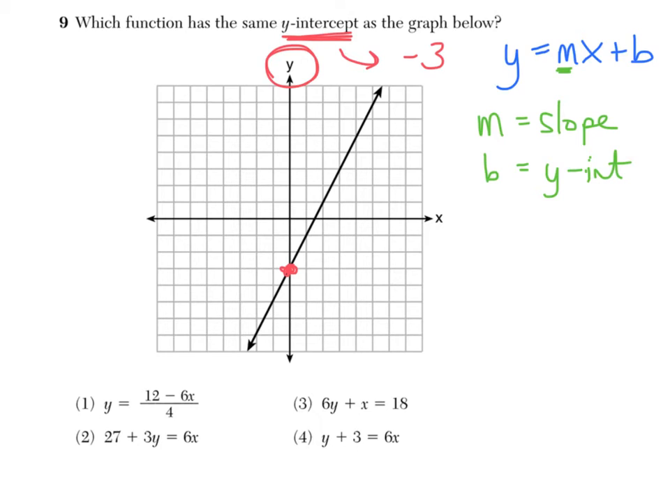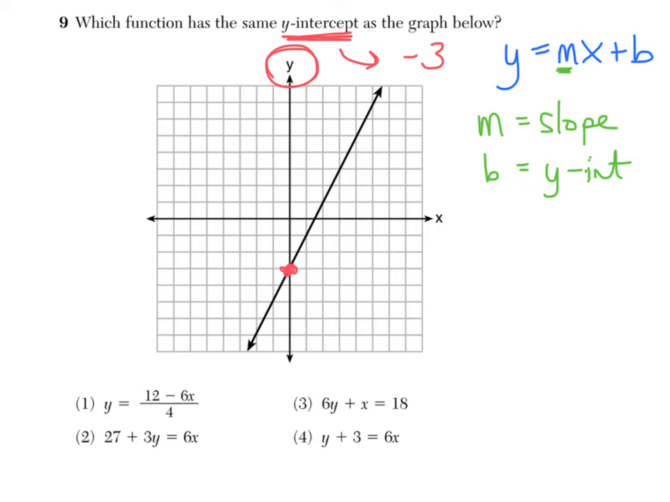So if we look here, we have 4 different choices, none of which are in y, well, I correct myself. Choice 1 is in y equals form, but it's not the way we usually see it. The other 3 are not in y equals form at all. So we have to take them and get them into y equals form and have them the way that we like to see them.